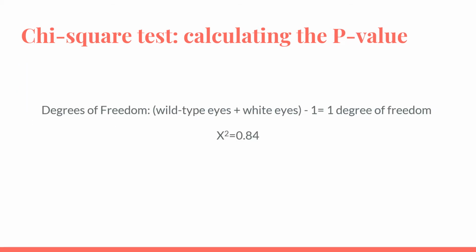Now we need to be able to calculate the p-value, and to do so we need to have the degrees of freedom, again for wild type eyes plus white eyes, minus 1, which is 1 degree of freedom, and recall that our chi-square value is 0.84.